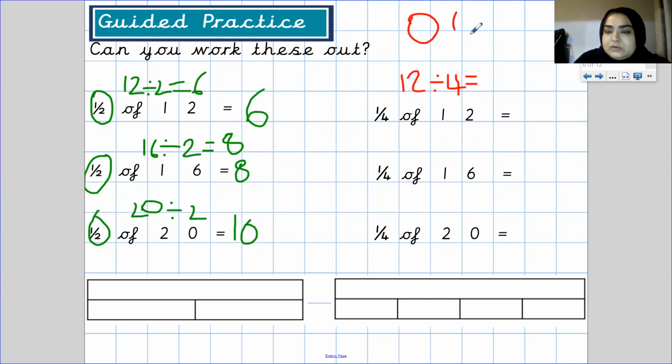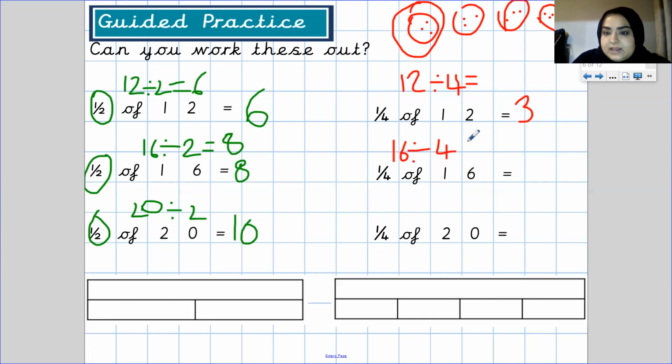Now if I do 4 groups, you could have used this method, so it's fine. And I split 12: 1, 2, 3, 4, 5, 6, 7, 8, 9, 10, 11, 12. I know each group has 3. So 1 quarter, which means 1 group of 12, is 3. Which means it will be the same here, 16 divided by 4.